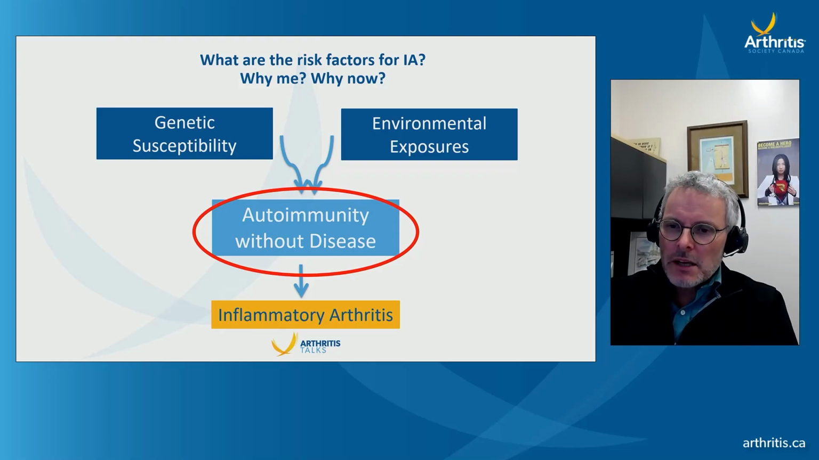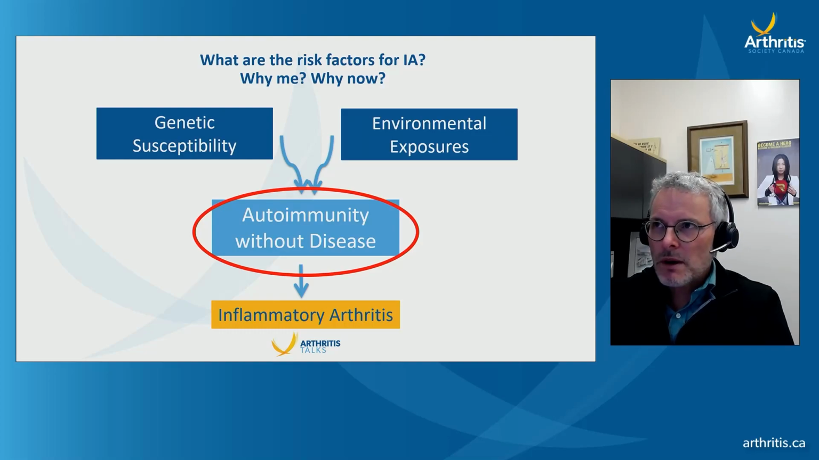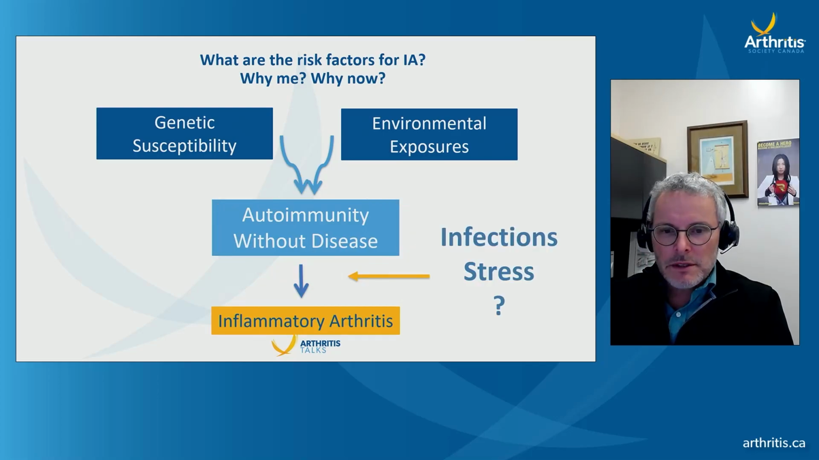So you have a genetic background and you have some environmental exposures, and I haven't covered all of them. There's probably lots that we don't know. And you end up with a situation where patients have what we call autoimmunity, and we can measure it in their blood, but they feel perfectly well and they have no signs of disease. And if you think about it like a bunch of kindling that's all stacked up, ready to be lit on fire, people can walk around like this for a couple of years.